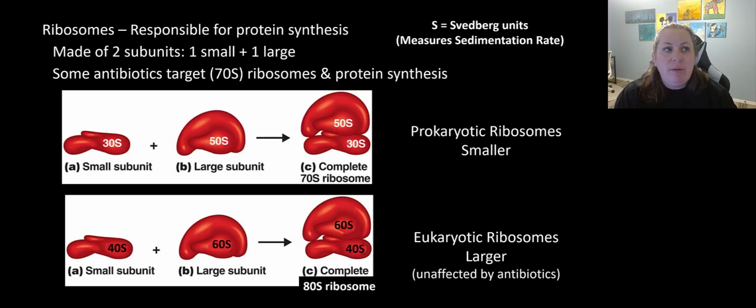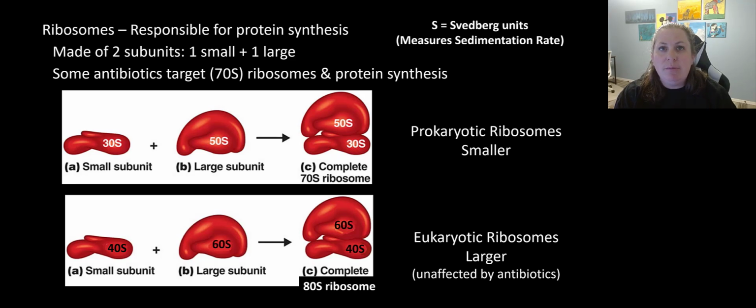Another structure that we see here are the ribosomes. Ribosomes are responsible for making proteins for the cell. So they are going to be responsible for what we call protein synthesis. The S that we see in that 70S stands for the Svedberg units.